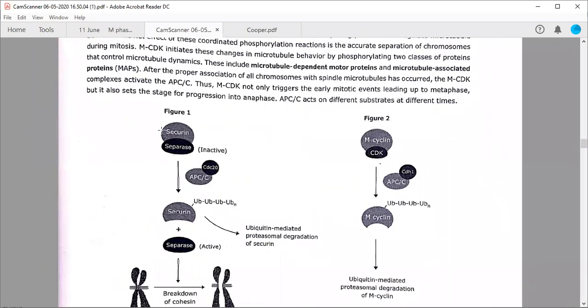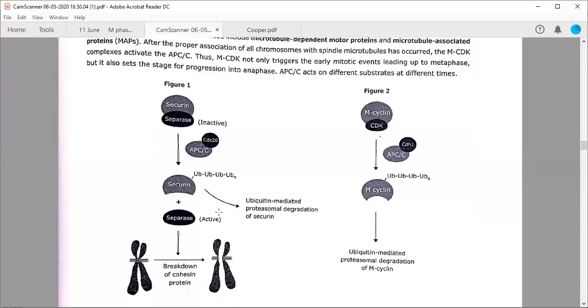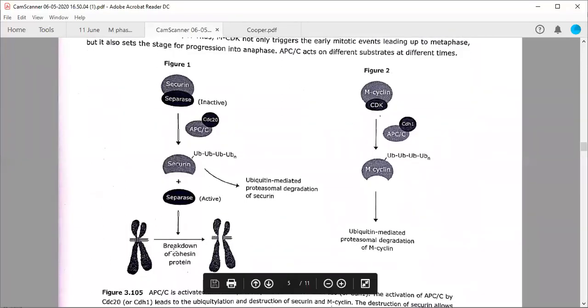Okay, so there are two proteins making a complex called securin and separase. If they are together, they are inactive, but they are activated by a protein complex called APC, the anaphase promoting complex. When it is bound to CDC20, they are able to degrade the securin, which has an inhibitory role over separase. When separase is active, it is able to break down the cohesin protein between the two sister chromatids, and thus the two sister chromatids can be segregated out.